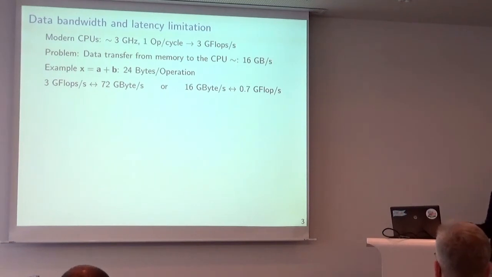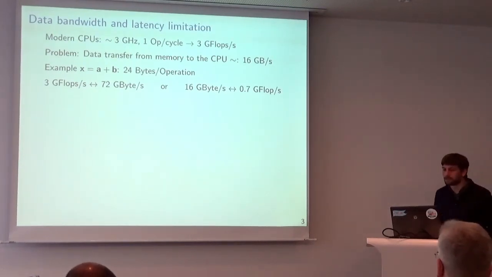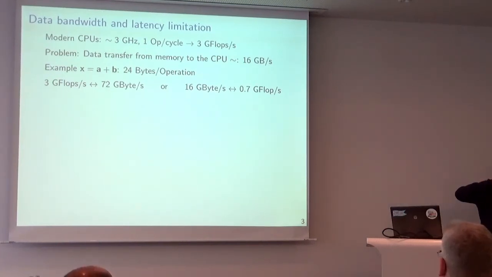It's simple math. If you only have 16 gigabytes per second, all you can get, theoretically even, so the theoretical limit of your performance is less than 1 gigaflop per second. So this is exactly the core of the problem.